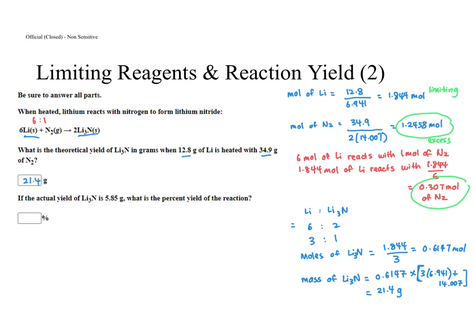The next question asks you to find the percent yield if the actual yield was 5.85 grams. So percent yield would be the actual yield, which is 5.85 grams, divided by the theoretical yield, which this is the theoretical yield. So that's 21.4 grams times 100%. And you will get a percent yield of 27.3.